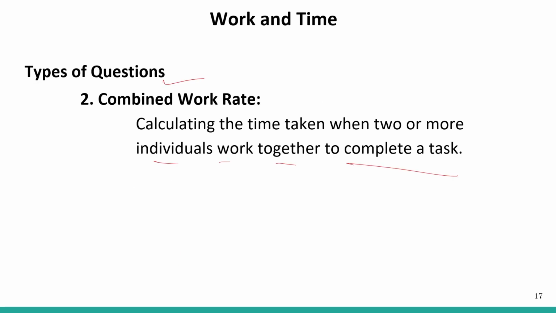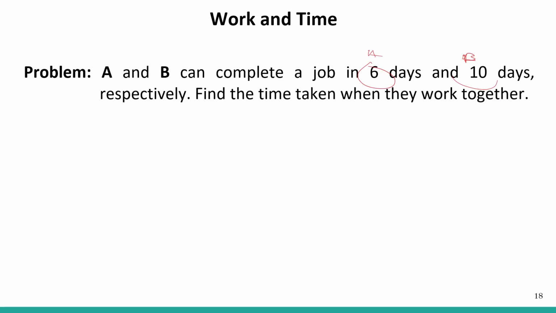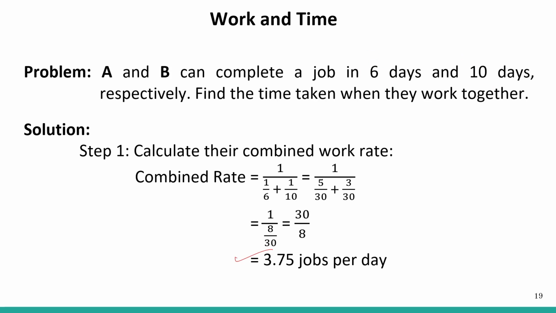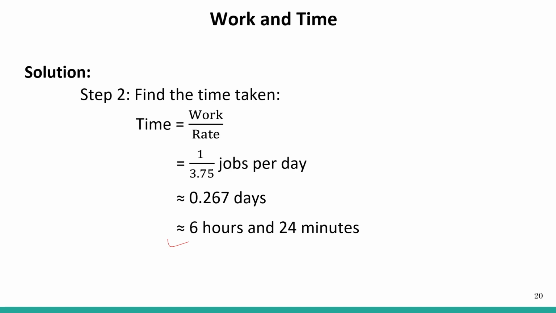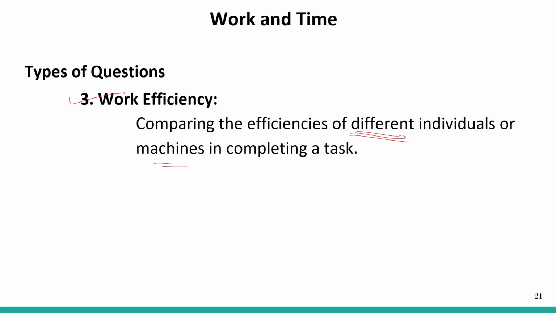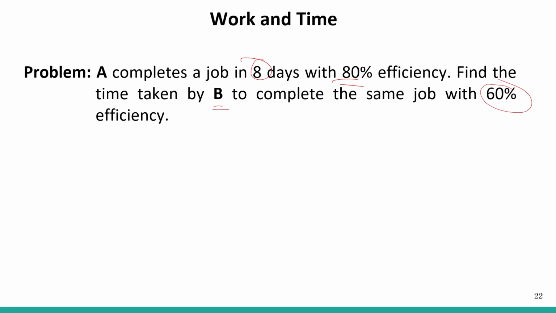Combined work rate: calculating the time taken by 2 or more individuals working together to complete a task. If A and B can complete a job in 6 days and 10 days respectively, find the time taken when they work together. When they work together, the time taken by them is 3.75. What you do is find the time taken, that is time is equal to work by rate, which is 1 by 3.75, approximately equal to 0.267, and that is approximately 6 hours and 24 minutes.